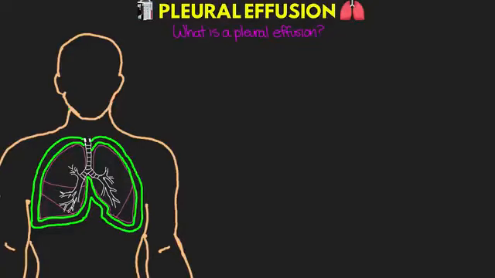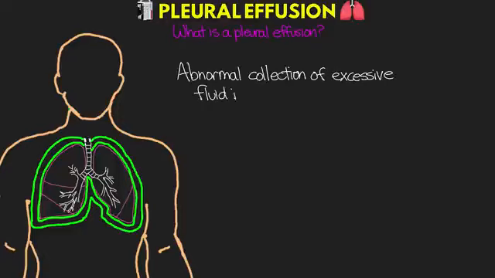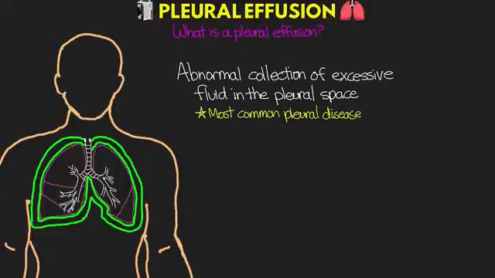So a pleural effusion is essentially an abnormal collection of excessive fluid in the pleural space. And it's really the most common pleural disease, and it's potentially the result of actually many different conditions, which I'm going to discuss here shortly.